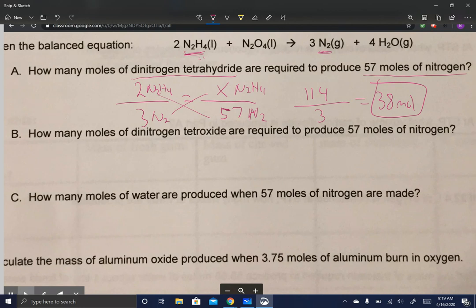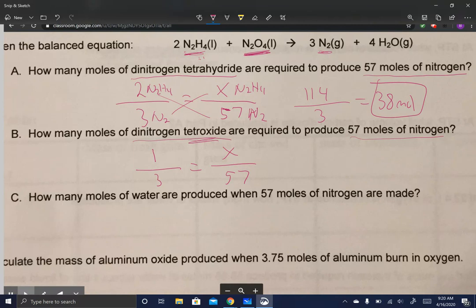Okay. How many moles of, again, same thing. Or no, not the same thing. Tetraoxide. So now we're here. Dinitrogen tetraoxide to produce 57. So again, we're using the 57 moles of nitrogen, but now we're using this reactant, which is a 1 to 3. So it's the same setup, except 1 over 3 equals X over 57.